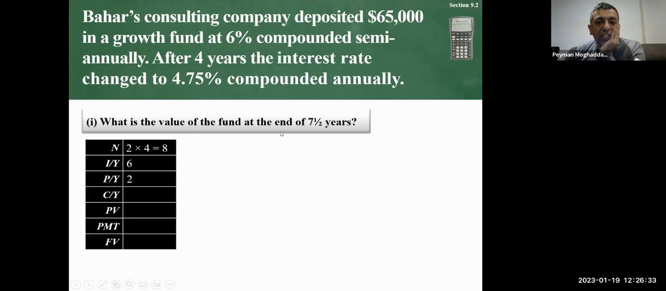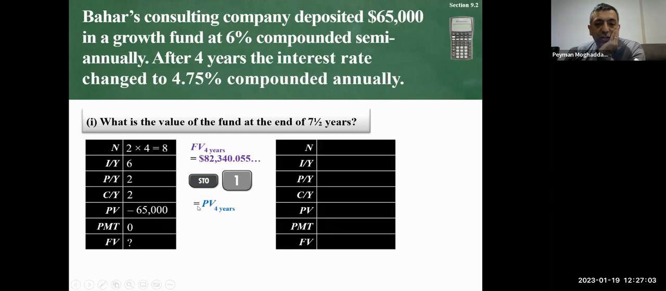So this is the same question as before, right? And now you want to do it with the calculator. With the calculator, basically you put the numbers there, and make sure n is the number of compounding periods. It's 4 years multiplied by semi-annually, which is 2, so 8. You put the nominal rate, you put m, you put the present value, which is 65,000, and after 4 years, you want to know the future value, 82,000. And this 82,000 is going to be the present value for the next period, and then again you put the numbers in the calculator for the 3.5 years remaining of the 7.5 years.